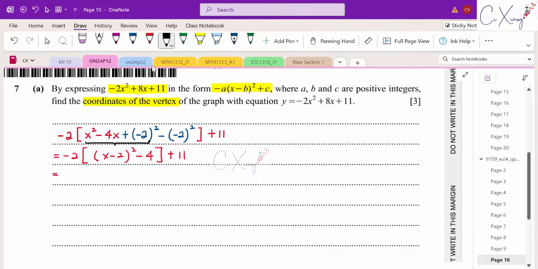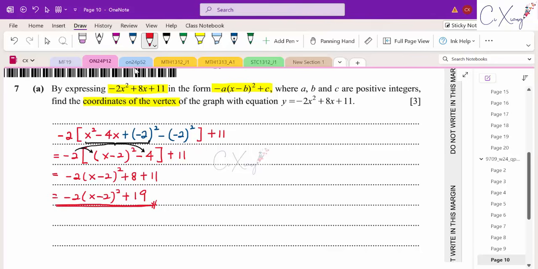Okay, so next step is you have to expand back, or multiply back, the -2 into every single term in the bracket, right? So you'll be having -2 times x minus 2 square plus 8 plus 11. So gather together the plus 8 and also plus 11. So you're having positive 19. So this is what they want us to show, alright.